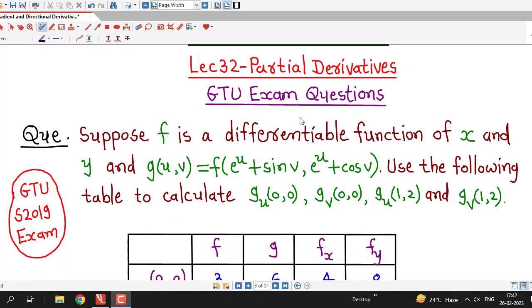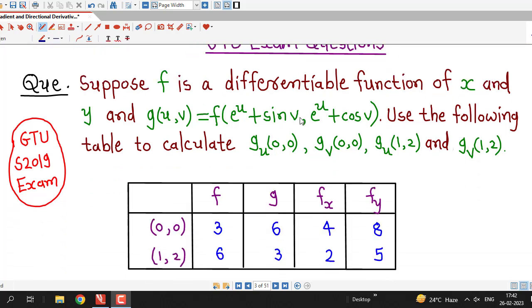In this lecture, we will discuss one question on partial derivatives which was asked in GTU Summer 2019 exam. First, we understand what this question is about.